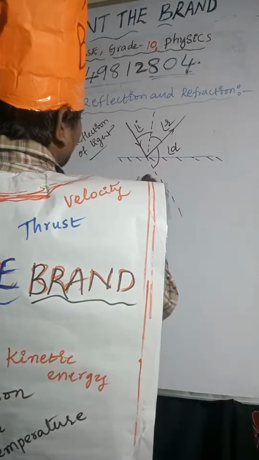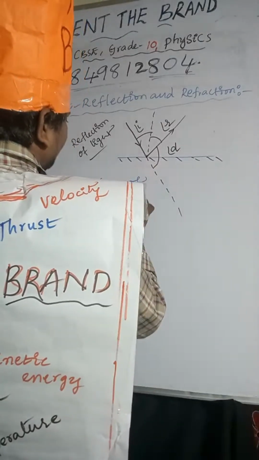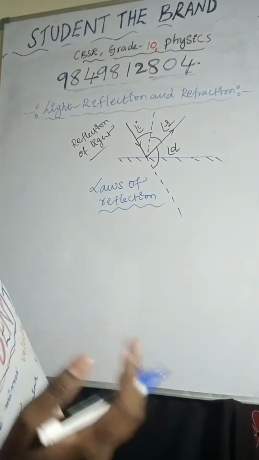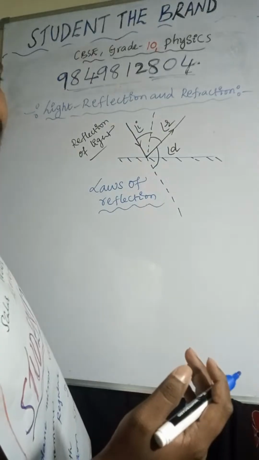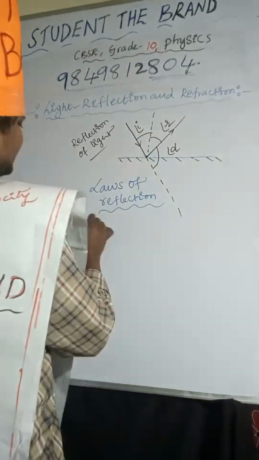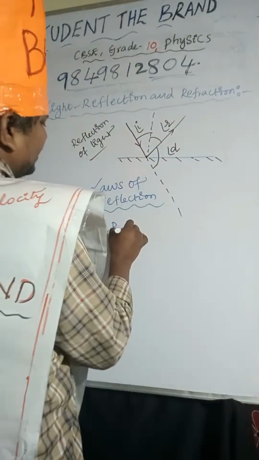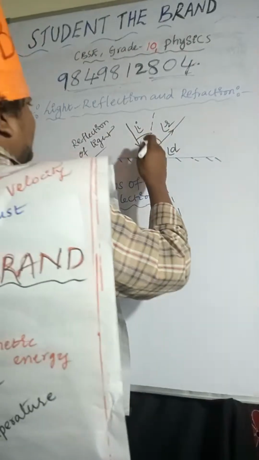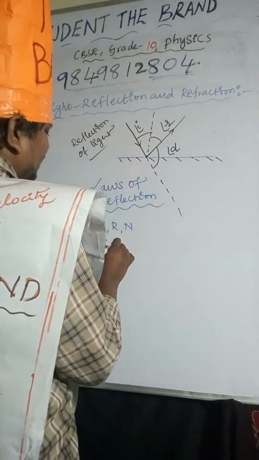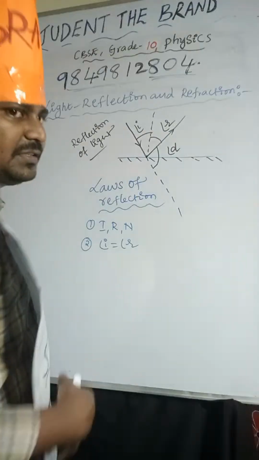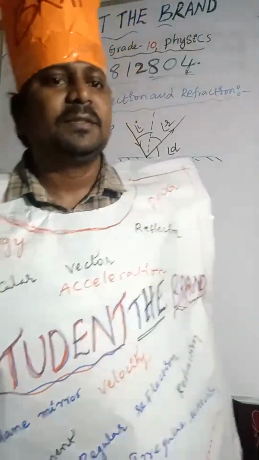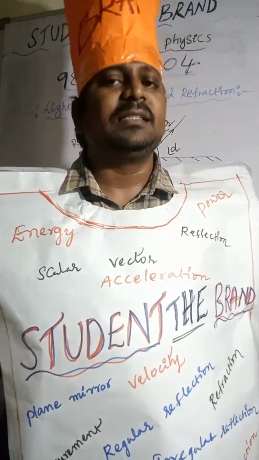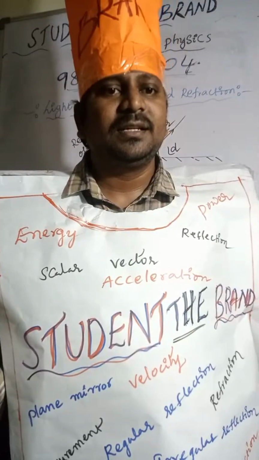So here you can see the laws of reflection. The incident ray, reflected ray and normal line lie on the same plane. And the second one, the angle of incidence is equal to the angle of reflection. So that is about the laws of reflection.